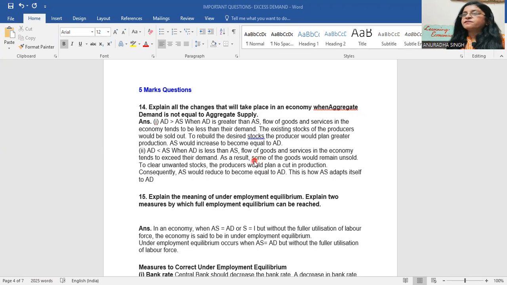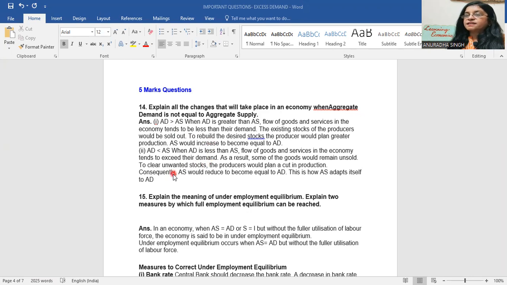Here they have only given the hint that there are 2 situations which can happen when aggregate demand is not equal to aggregate supply. Either aggregate demand will be more than aggregate supply, or aggregate demand will be less than aggregate supply. When aggregate demand is more than aggregate supply, this means that there will be inflation. In the case of inflation, the goods and services will become costlier, and there will be more demand and the supply will be less, the stock will be less, and people will be ready to buy more and more.